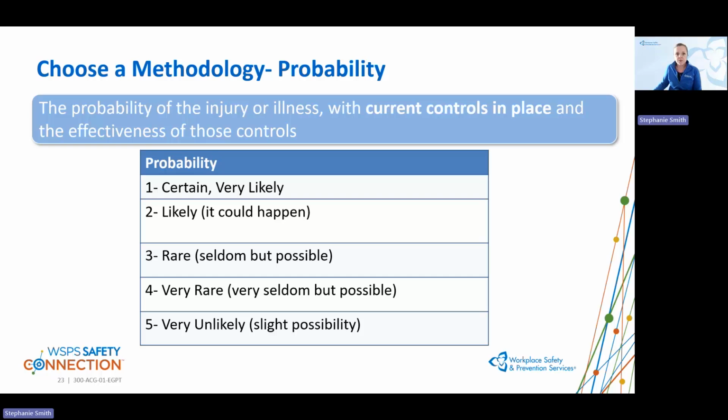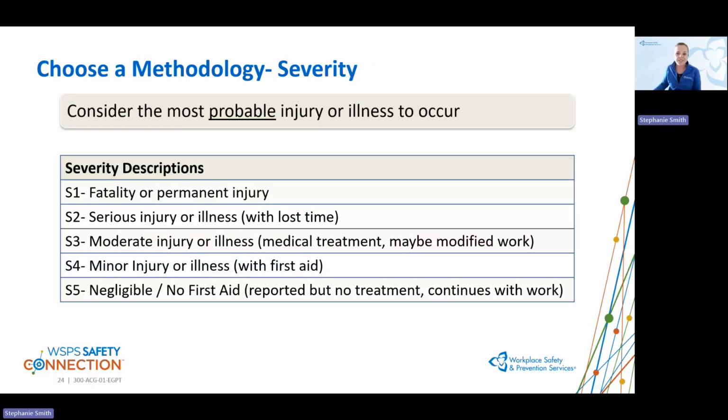So when it comes to probability, we're looking at the most probable injury to occur with the current controls in place. So this is one methodology. And then we're going to look at severity, so the most probable injury to occur. If anyone wants to write in the chat box, why do you say most probable injury to occur? Why would we not use most severe injury? Can anyone take a wild guess why sometimes we don't use most severe injury to occur when we're risk rating?